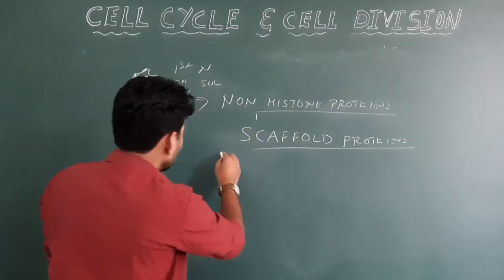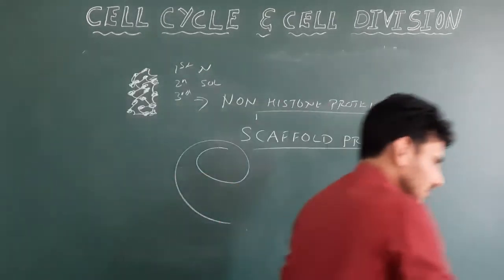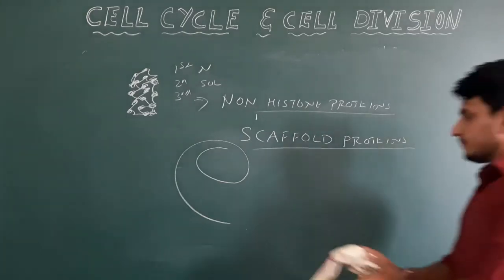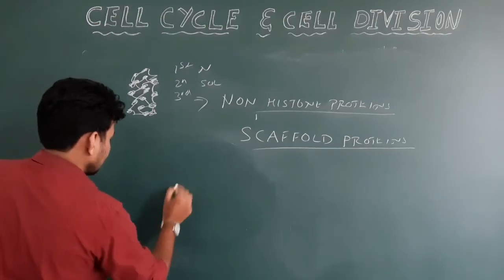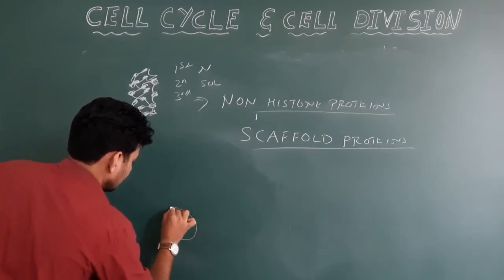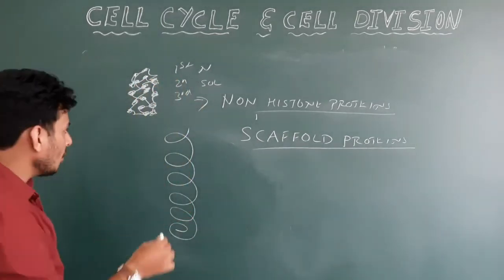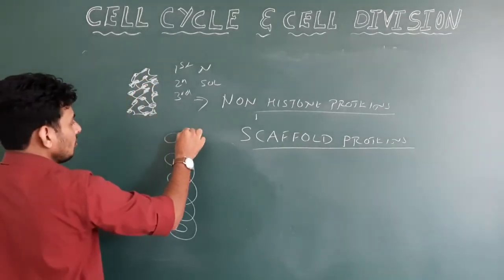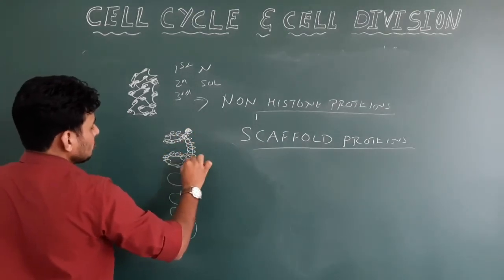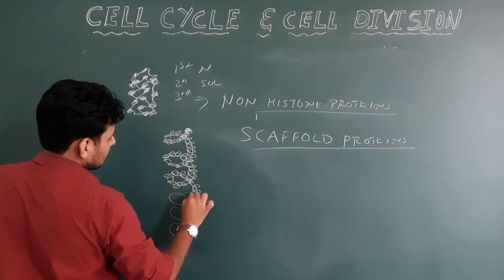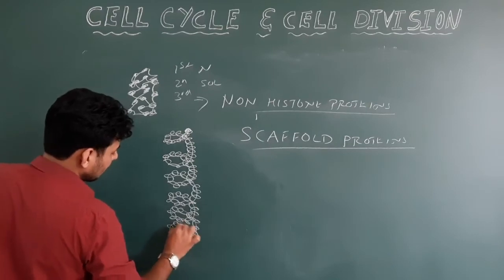Let me draw again. The scaffold proteins will be like this. Sorry, again I made a mistake here. Like this, like a spring. This is scaffold protein. Now, this solenoid structure goes like this in such a way that it goes parallelly with the scaffold proteins like this. See, wonderful, right? So it is the third level of compression, compressing the DNA.